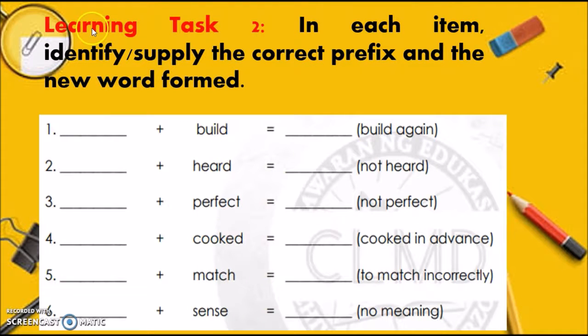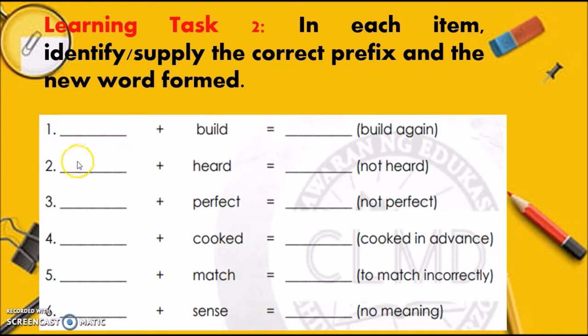Next, let's now proceed to our learning task 2. In each item, identify or supply the correct prefix and the new word formed. So, dito tayo magdadagdag sa unahan kasi we're looking for the prefixes. So, kapag dinagdagan natin dito sa unahan ang base word na build, ang mabubuo natin na isusulat natin dito, meaning build again. So, pag nabuo na natin yung salita, pag nilagyan na natin ng prefix ang build, ang magiging new word nyo, ang ibig sabihin is build again. Okay po? Okay, madali lang yan.